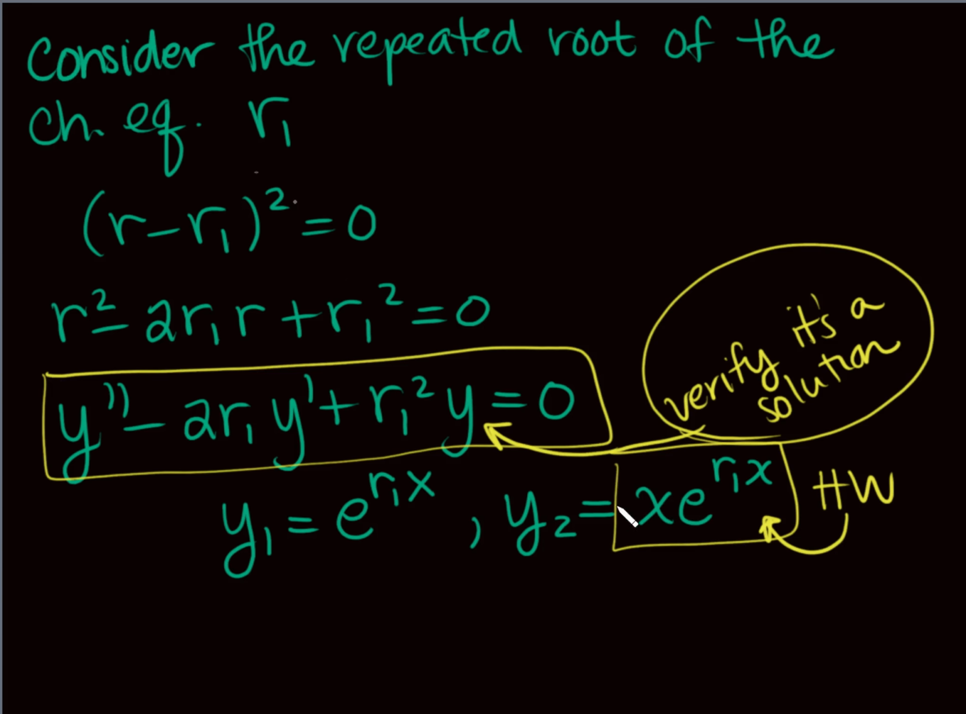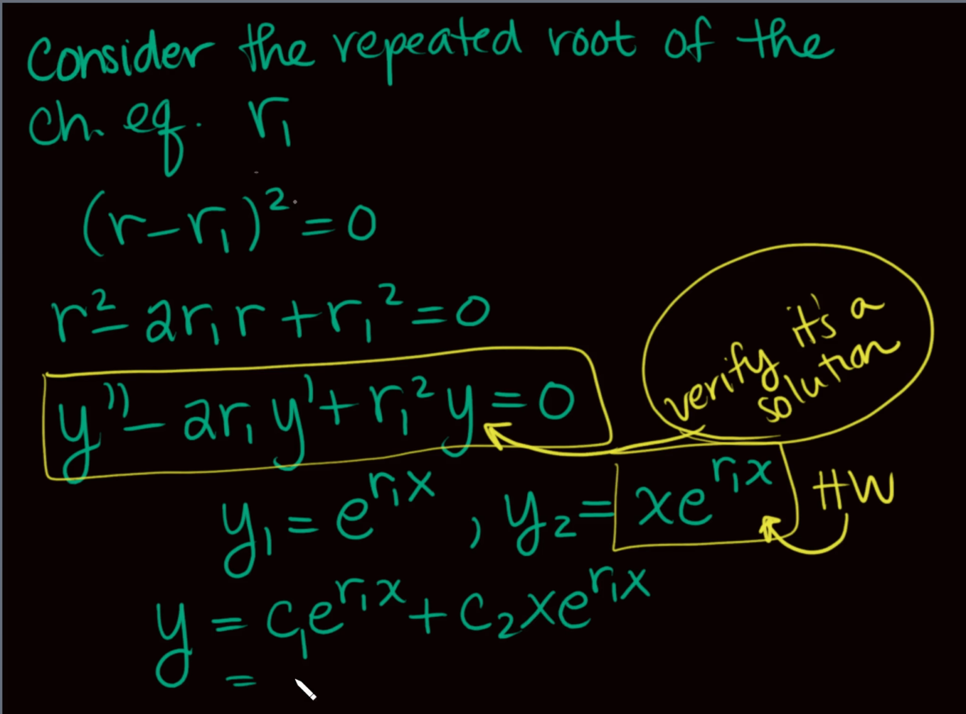Okay, so now that we've found two linearly independent solutions, what is a general solution of an equation with a repeated root? It is going to be c1 e to the r1x plus c2 x e to the r1x. Again, you want to think of it as throwing that x in there to make these two linearly independent. If you want, you can factor out that e to the r sub 1x. You don't have to, though. I don't care how you put that.